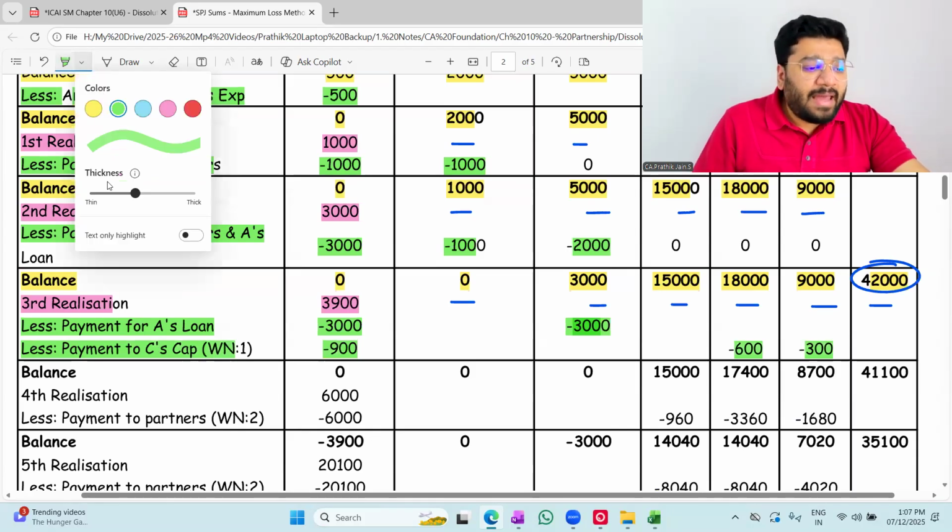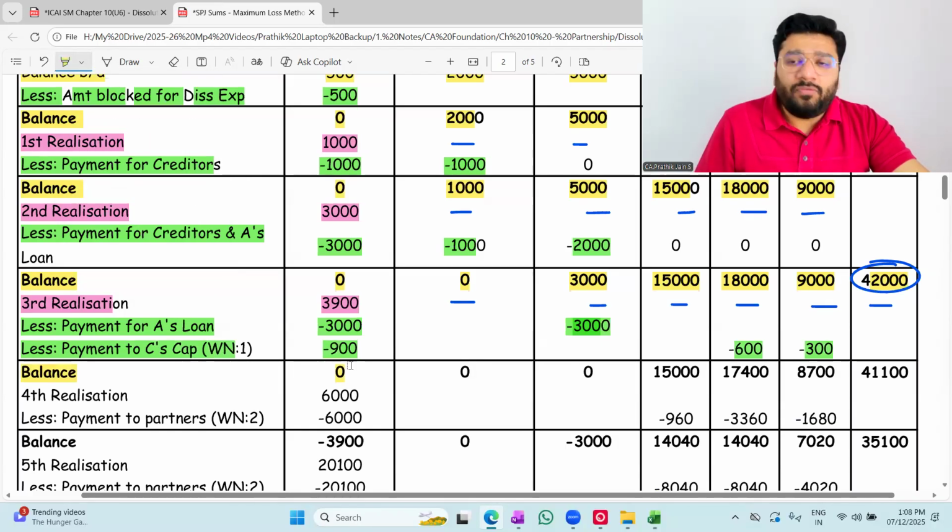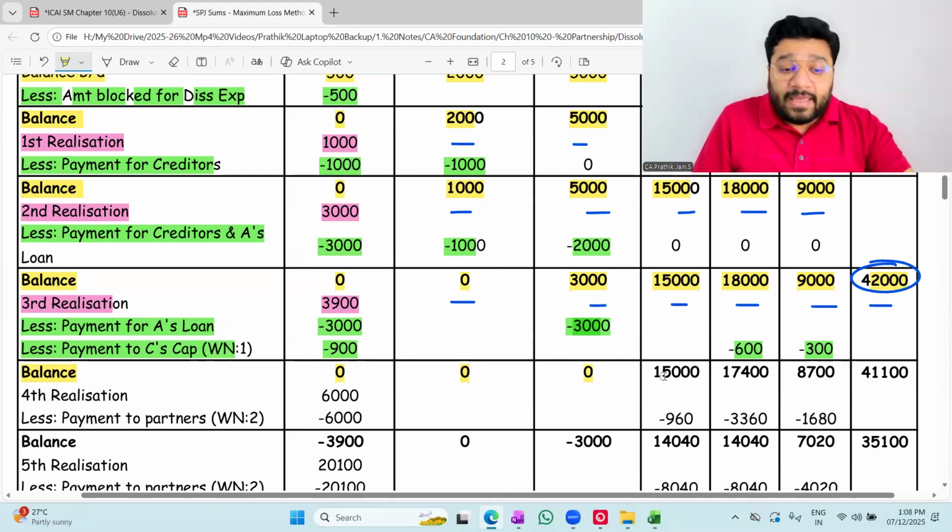Now tell me, what is the balance cash available? Sir, cash has become zero. Gone. Creditor balance, long back over. A's loan, long back over. A, we have not paid any money, so the same balance will continue. For B, out of 18,600 paid, the balance is 17,400. And for C, out of 9,300 paid, the balance is 8,700.